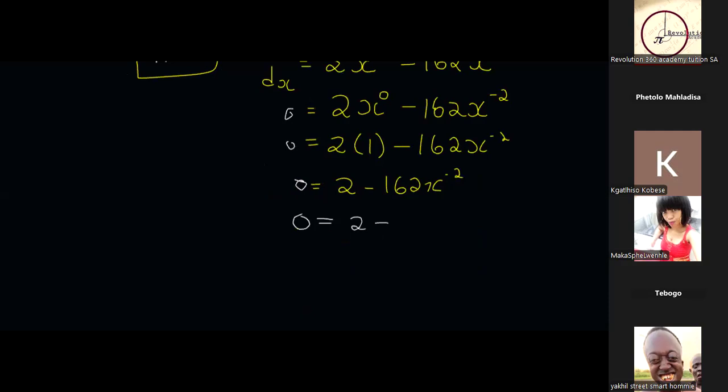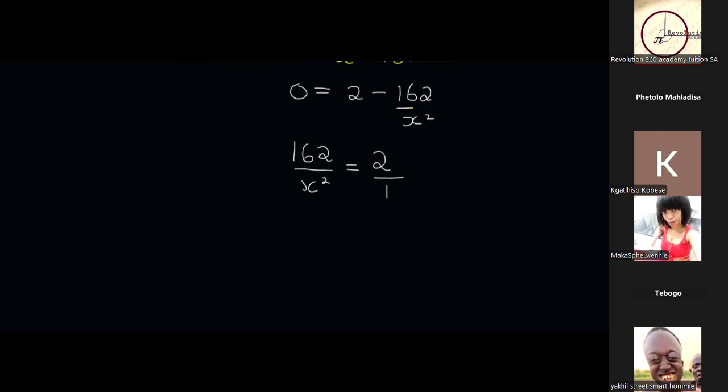Then since we can see that it's negative, you transpose it to the other side and it changes the sign to become positive. So you're going to have 162 over x squared. Now we are solving. It's equal to 2. When it's like this, you give it to a grade 9 learner and say solve for x: cross multiply. Remember, this is over 1. So 2 times x squared is 2x squared, equal to 162 times 1, that's 162.